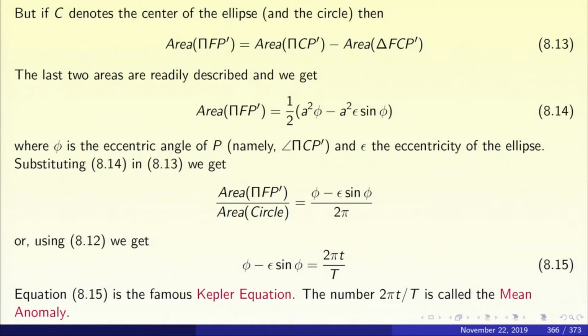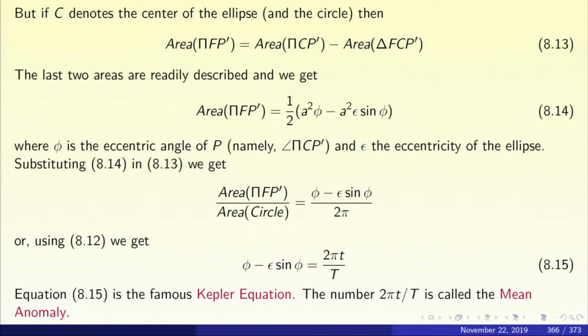So for a given value of t, we have to find phi as a function of t. So what is the direct function? The direct function is lambda minus epsilon sine lambda, and the inverse function is the inverse of this, evaluated at 2 pi t by T.